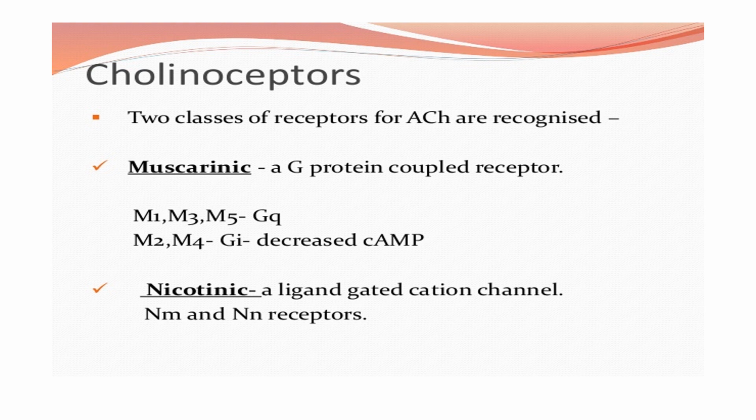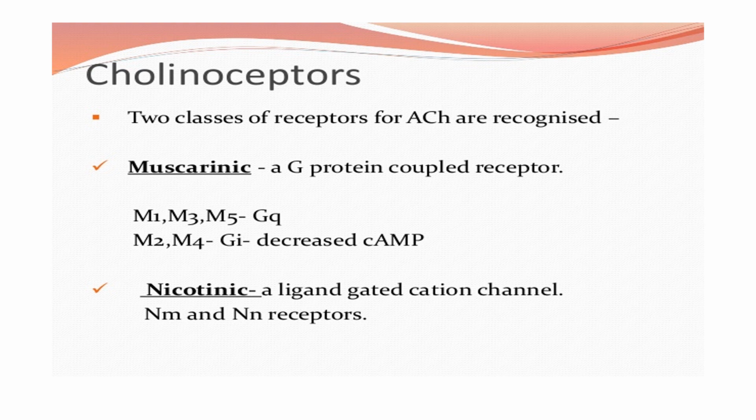So as I told you, once the acetylcholine is released into the synaptic cleft, it goes and binds to the receptors. Coming to cholinoceptors, there are two types: one is muscarinic and the other is nicotinic. Muscarinic receptors are G protein coupled receptors.